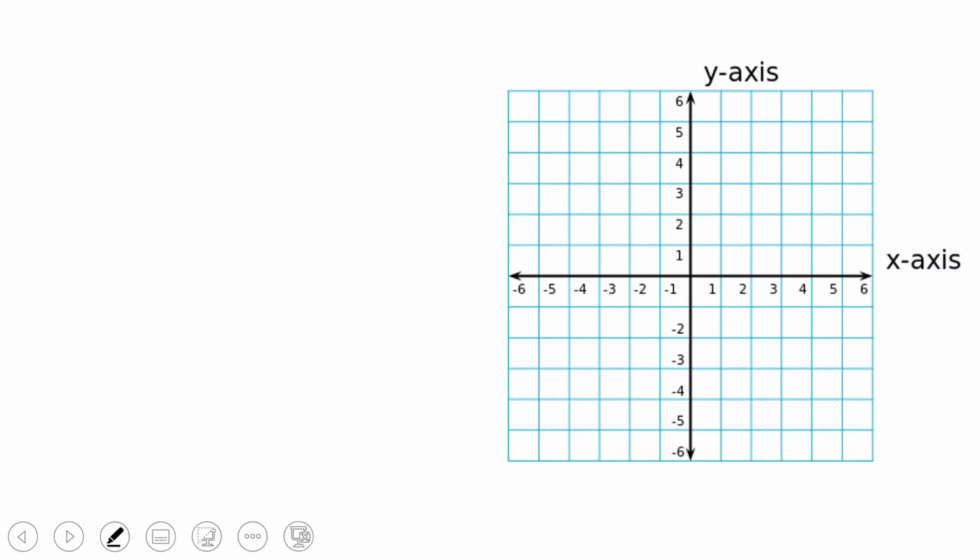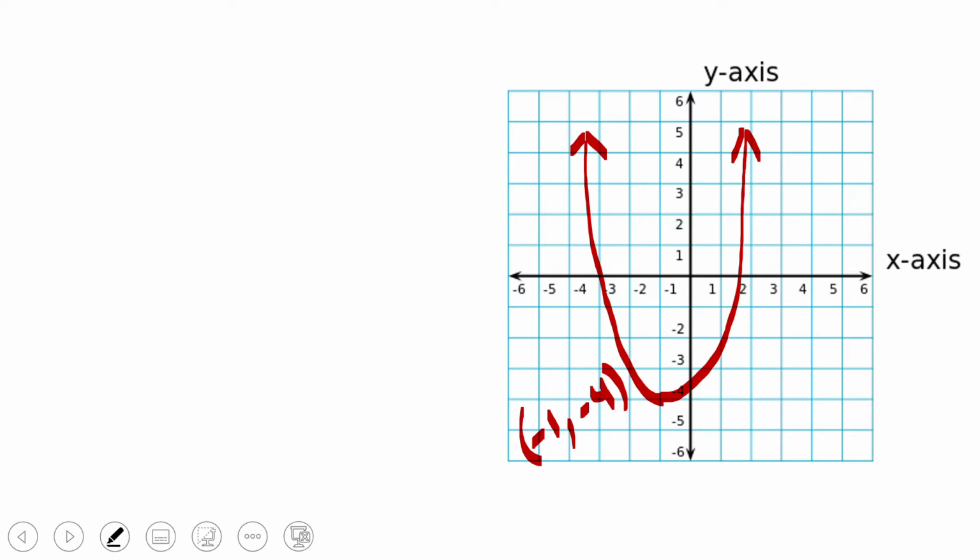If I plot a point at -1, -4, and we draw a parabola from it, we have several components of this graph that have terminology attached. So let's think about what that looks like. At -1, -4, the bottom of the graph, we have a vertex.